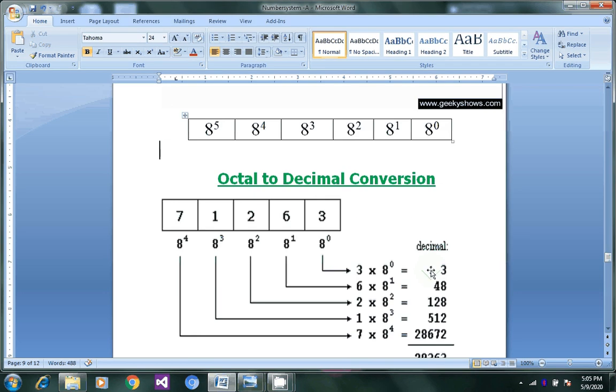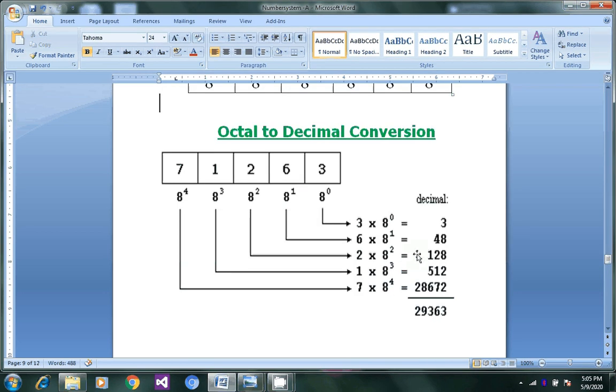In octal to decimal conversion, all of you see this number, 71263. You have to convert this octal number to its decimal equivalent. In the first step, multiply each digit by 8 to the power of 0, starting from the very first digit from the right. Always remember this point. Start from the right, that is, here the right number is 3.